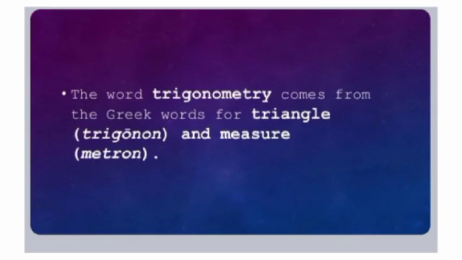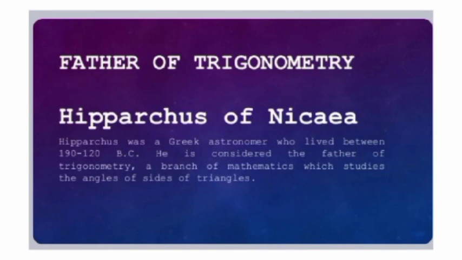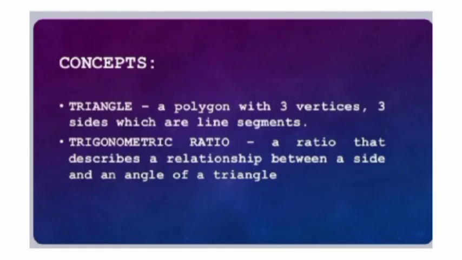Father of trigonometry, Hipparchus of Nicaea. Hipparchus was a Greek astronomer who lived between 190 and 120 BC. He is considered the father of trigonometry, a branch of mathematics which studies the angles and sides of triangles.